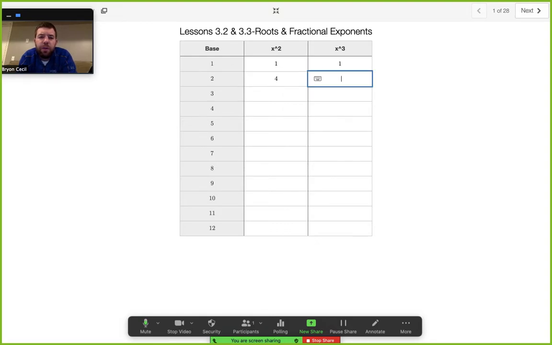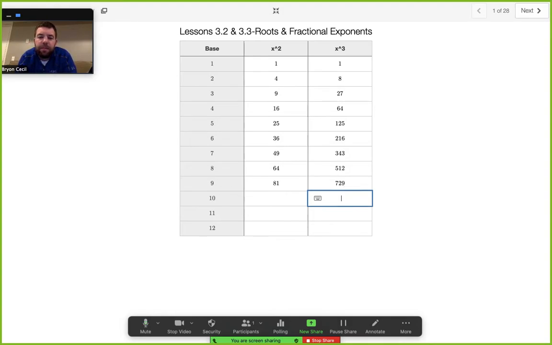2 squared is 4, times another 2 is 8. 3 squared is 9, and then you take that times 3 again, it's 27, so 3 cubed is 27. 4 squared is 16, cubed is 64. 5 squared is 25, and 5 cubed is 125. 6 squared is 36, and if you cube it, it is 216. 7 squared, 49, and cubed, it is 343. 8 squared, 64, and 512 is 8 cubed. 81 is 9 squared, and then I believe 9 cubed is 729.